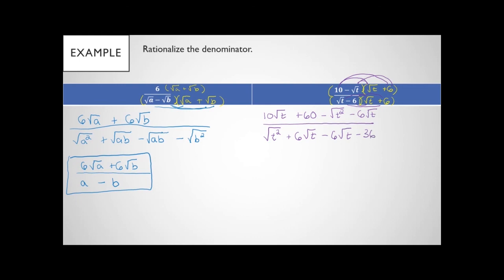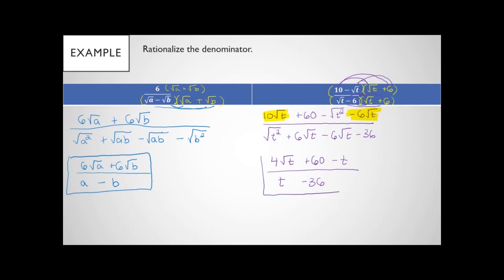So now you're going to start simplifying. On the top here, this 10 square root of t minus 6 square root of t, those we can combine, 10 minus 6. So that will give us 4 square root of t. Then we have our plus 60. And then the square root of t squared cancels and we're left with just minus t. Now in the denominator, we have our square root of t squared, so that cancels. We're left with t. We have the 6 square root of t minus 6 square root of t. Those cancel. Those are 0. And then we have our minus 36.